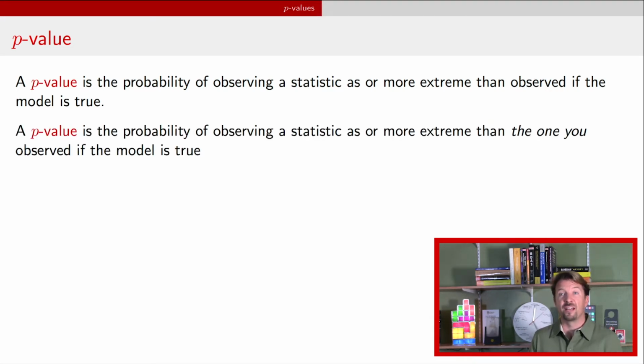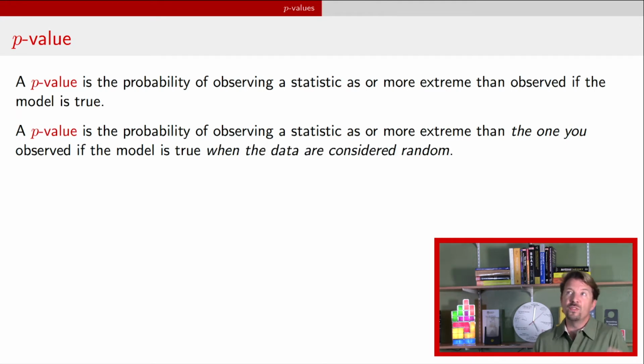So the expanded version is the probability of observing a statistic as or more extreme than the one you observed, if the model is true, when you think about the data as being random. So again, this goes back to thinking about the sampling distribution of statistics, because when the data are random, then the statistics have a sampling distribution. So we're talking about that distribution according to whatever model we're interested in. And now we're thinking about some statistic that we've calculated for the data that we've collected, and we think the data perhaps come from that model.